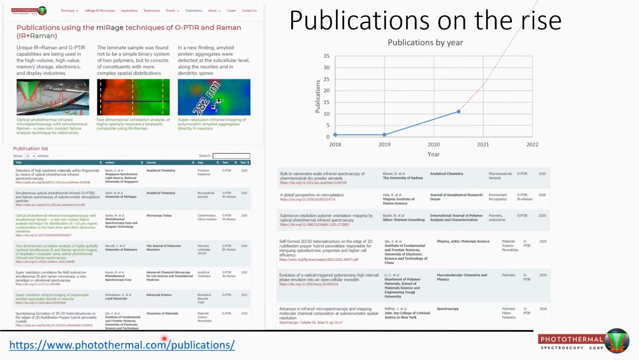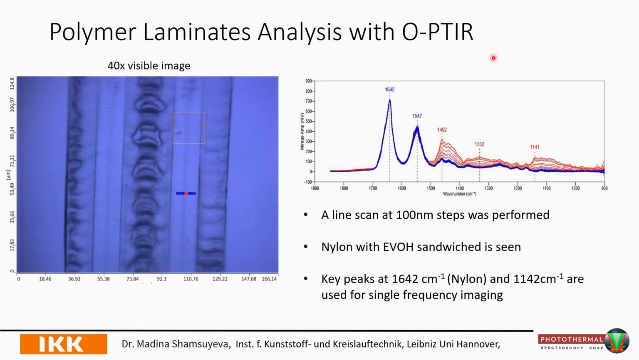I've got a link in the bottom left-hand corner to our website where we list our publications. In the first year or two, we had basically 1 or 2 publications a year, but in the first 6 months of this year, we've had something like 11 or 12. And then by the end of the year, I expect closer to the low 20s, and I've no doubt that'll explode exponentially afterwards. So I do encourage you to have a look at our website and see who's been doing what with the Mirage. But the first example is a polymer laminate.